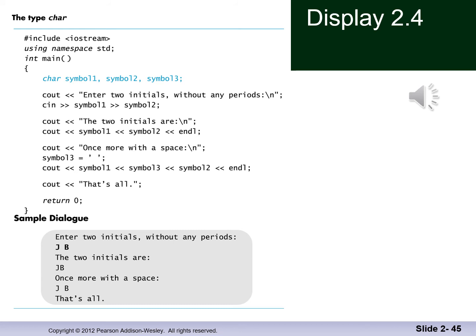We initialize symbol3 as a space. It's a single char, so you've got the single quotes. Now, cout symbol1, symbol3, symbol2. If you look at the output, the initial output, the two initials are J and B, right next to each other, because we use cout symbol1 and then symbol2, no spaces. The second output was symbol1, which was J, symbol3, which is the space between J and B, and symbol2, which is the B.